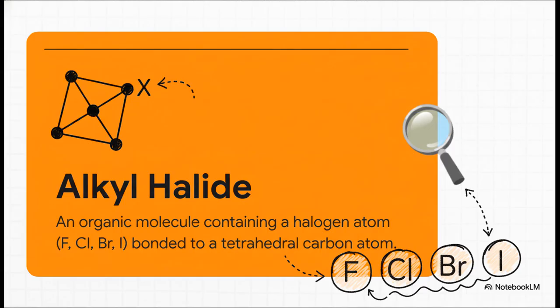So what is an alkyl halide? Well, put simply, it's a molecule built on a carbon framework. That's the organic part. Just picture a carbon atom, right? And usually it's holding on to hydrogen atoms. But in an alkyl halide, one of those spots gets taken over by a special kind of atom called a halogen. Fluorine, chlorine, bromine, or iodine.